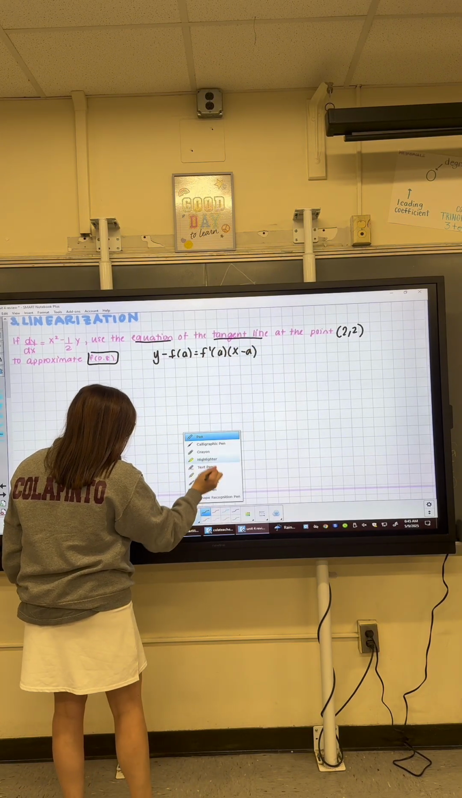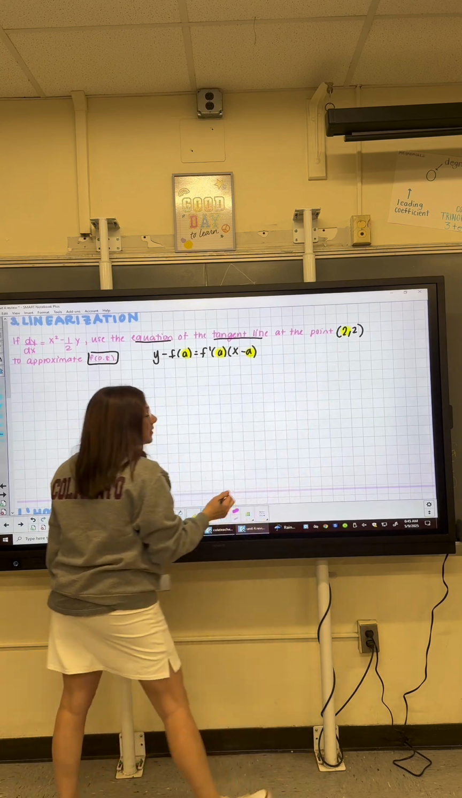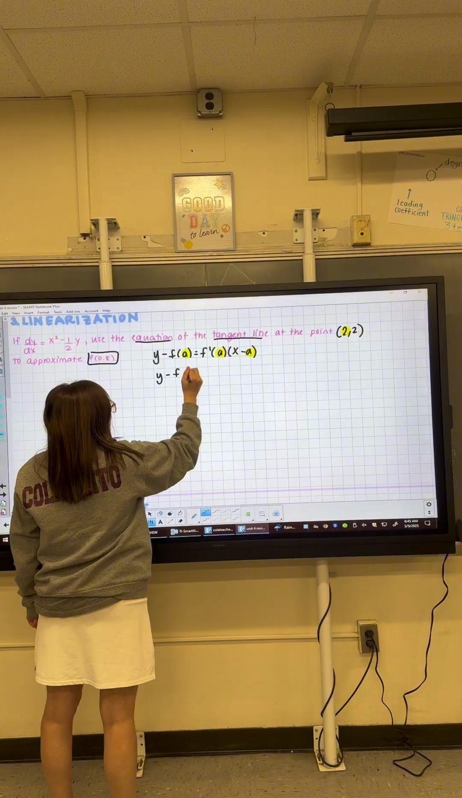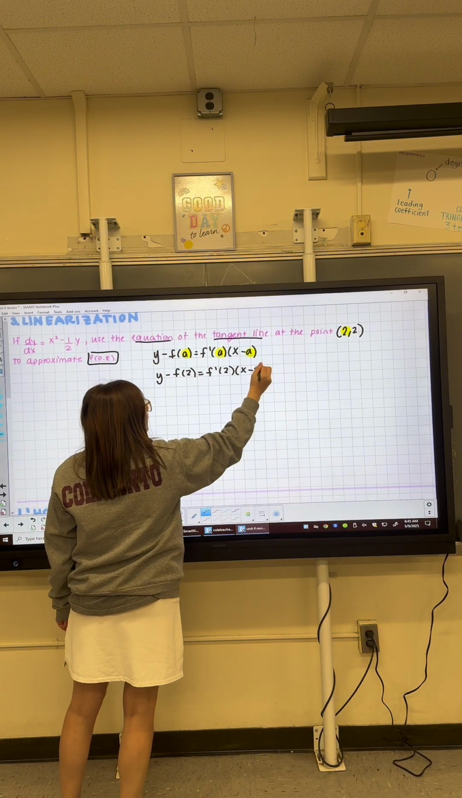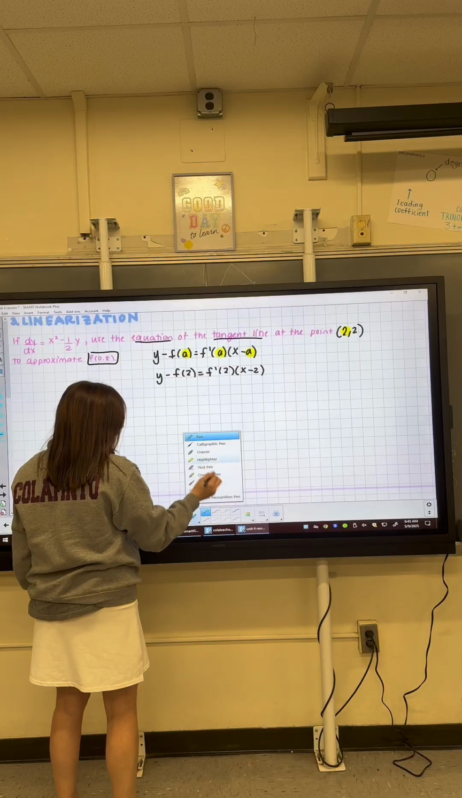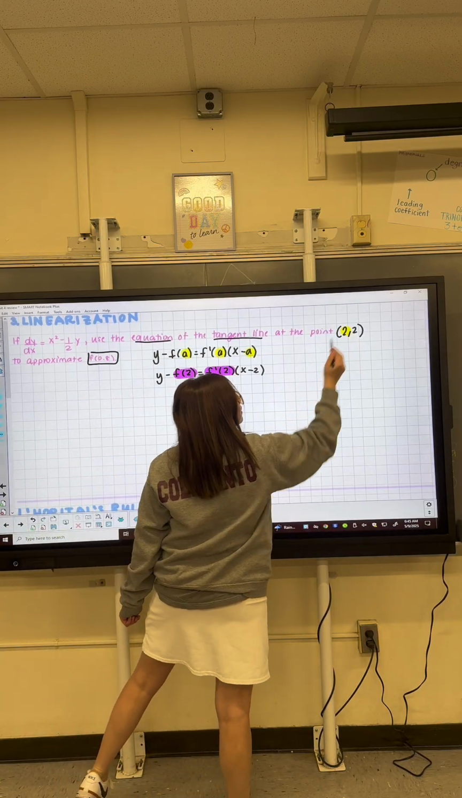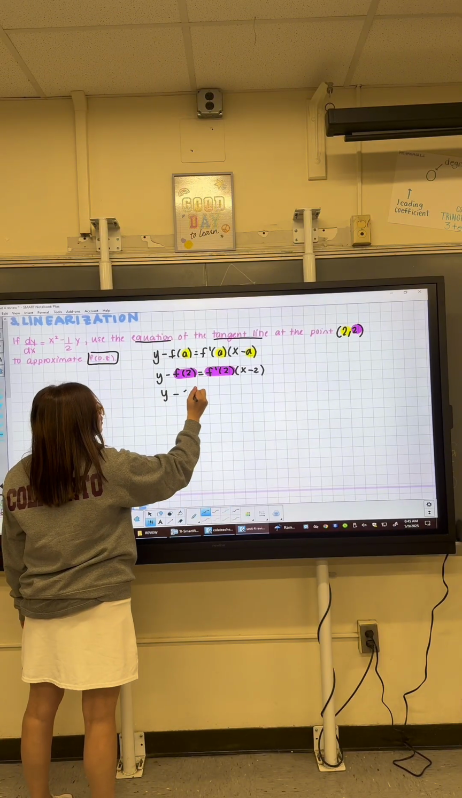This a is the x value. So I'm going to replace a with 2 so I can see what I need. y minus f of 2 equals f prime of 2 times x minus 2. Next, we need to find f of 2 and f prime of 2. Well, f of 2 is the y value. So f of 2 is going to be 2.